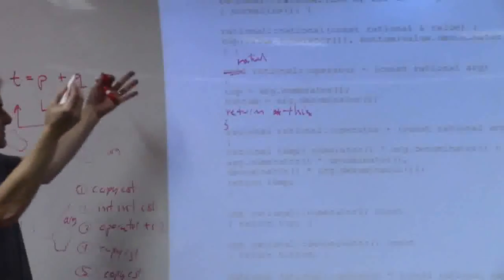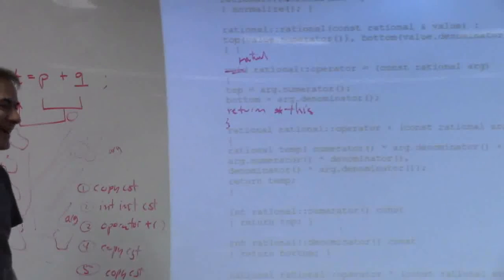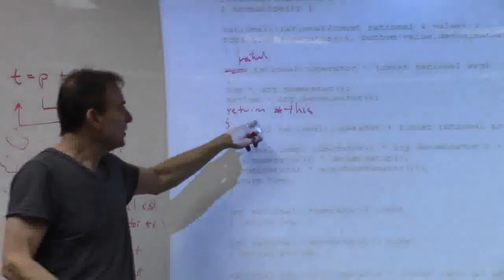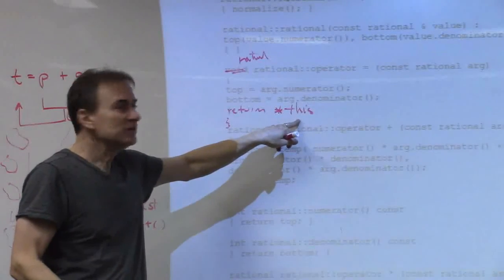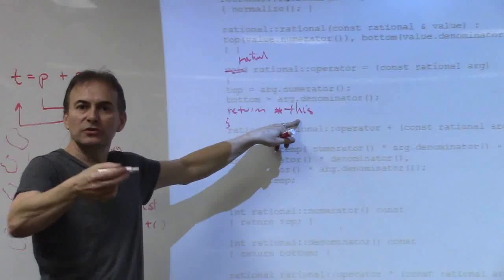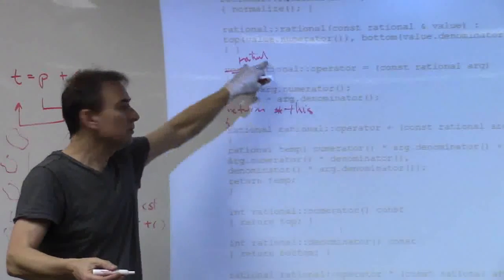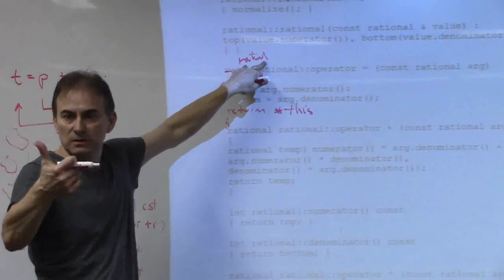Look at this, even the lights came on and says, yes, we'll give you blue. Everyone will see and be happy. Return star this. What is this? This is a pointer to the host. It's a pointer to rational. It's a rational star. What is star this? This is a rational. What am I supposed to be returning? A rational. We're in business.